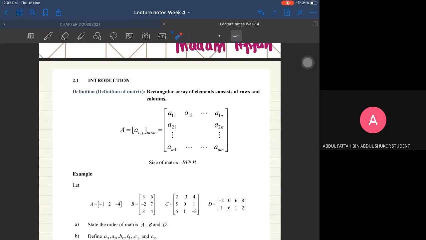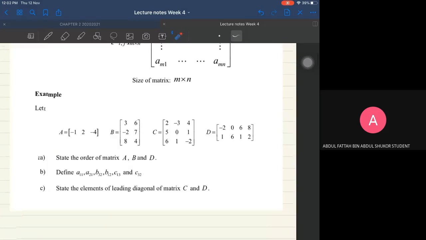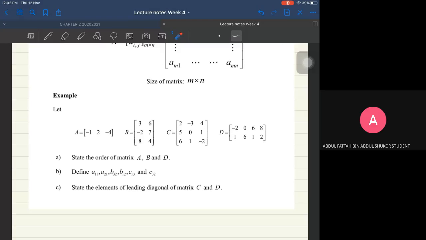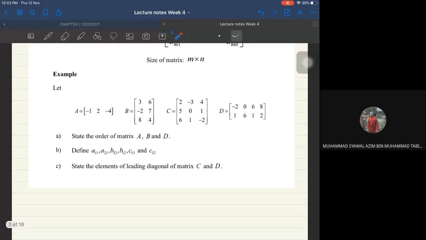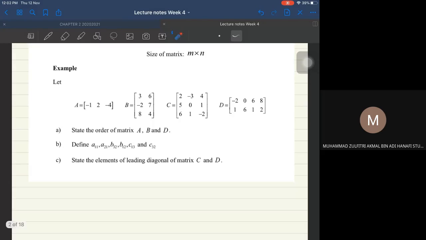So for the first example here, you were asked to state the order of the matrix A, B and D. So matrix A, korang boleh dengar suara saya sebab saya tak pakai headphone ni. So kalau tak dengar bagi tahu. Boleh. Okay. So state the order of the matrix A.